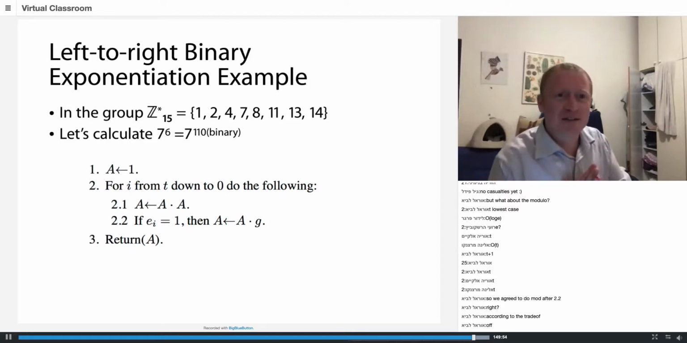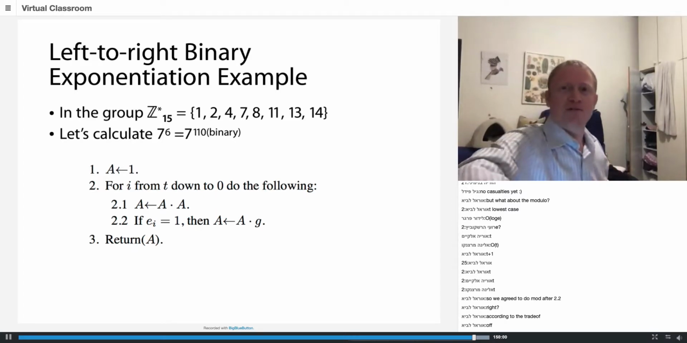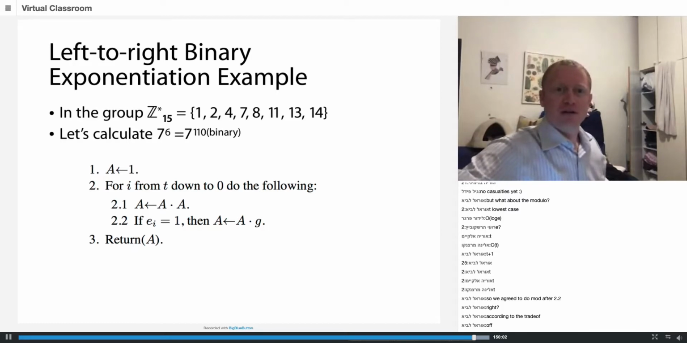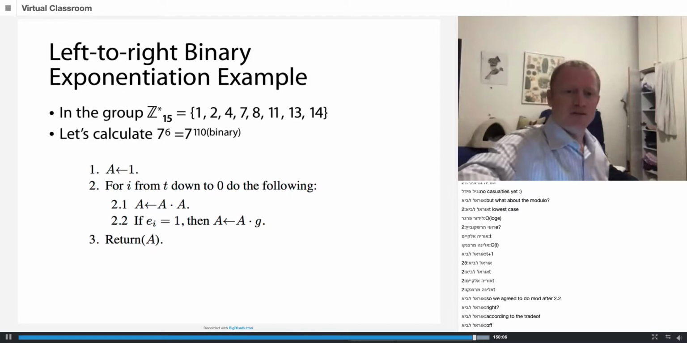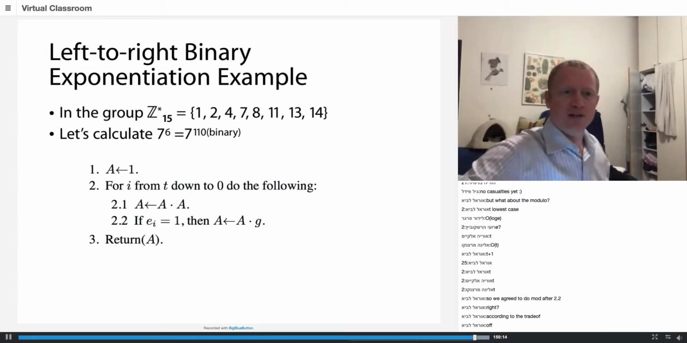And again, 7 to the power of 6 modulo 4. It's pretty easy to calculate because 7 to the power of 6 is actually 117649.